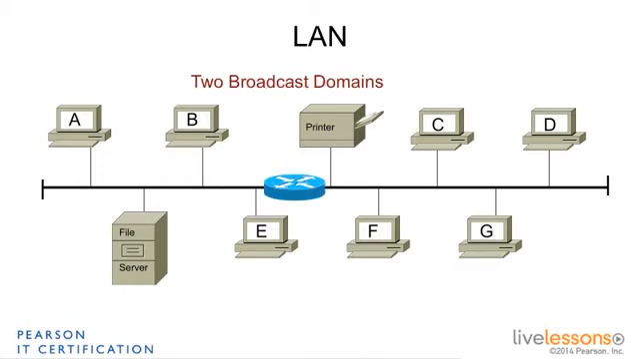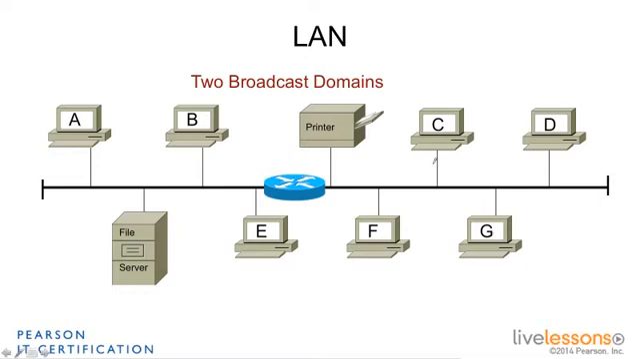Now, if I have a requirement to divide my network up into two broadcast domains, at that point I need to insert a router into my network, because a router is the only device that can separate broadcast domains. So in this case, I would make two different networks and then route the information between those two different networks, creating two different broadcast domains.